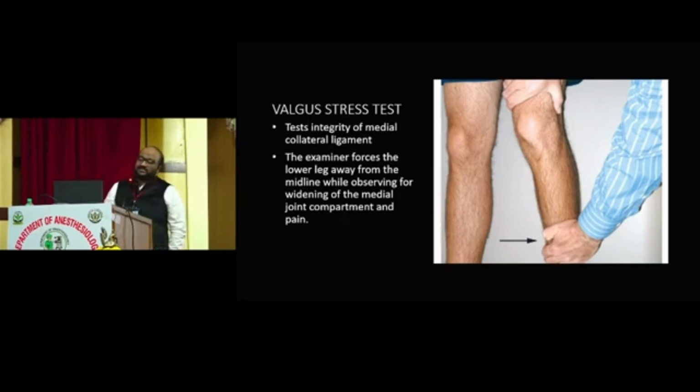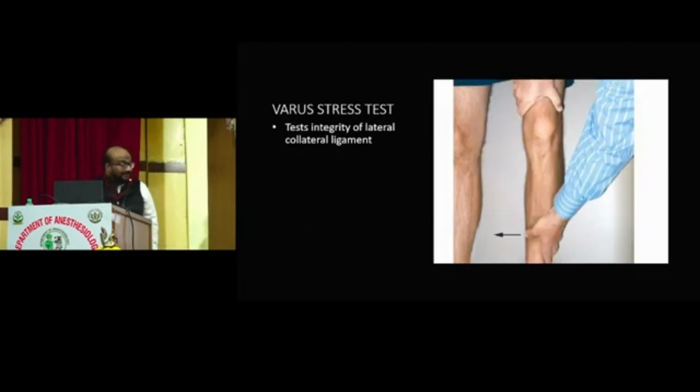So valgus stress test is performed to test the integrity of the medial collateral ligament. The examiner will force the lower leg away from the midline while observing for widening of the medial joint compartment and pain. Next is a varus stress test, where he does the opposite. He pulls the leg towards the midline. This is for the lateral collateral ligament. It is not usually common. Medial collateral ligament injuries are more common.